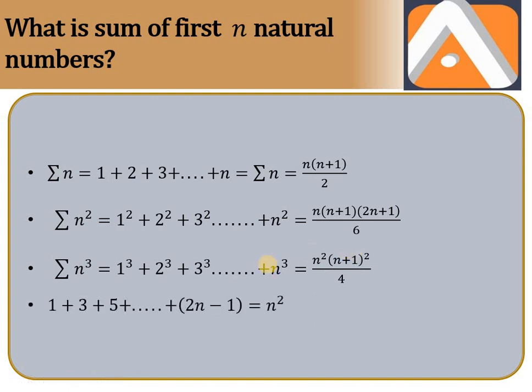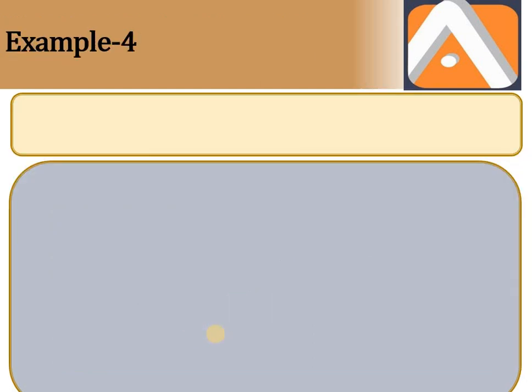Next, sum of first n odd numbers, that is 1 plus 3 plus 5 up to 2n minus 1. Here also you can apply the arithmetic progression formula, which you have studied in 10th class. So the sum of first n odd numbers is n square. Now we are going to apply the formulas in some questions.